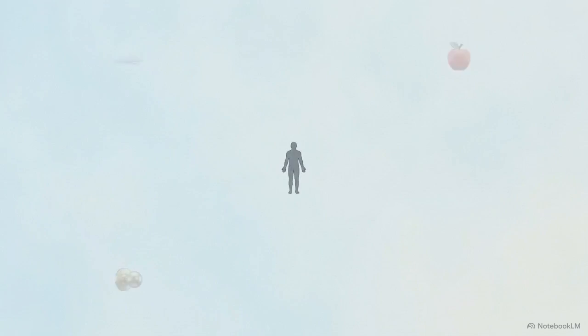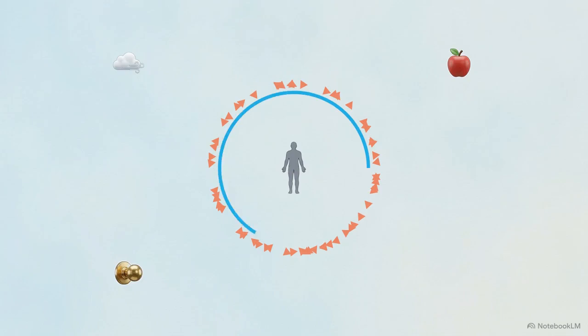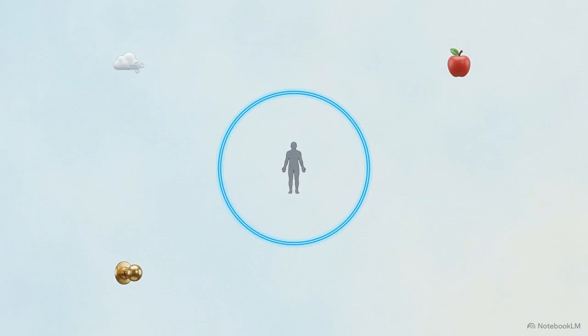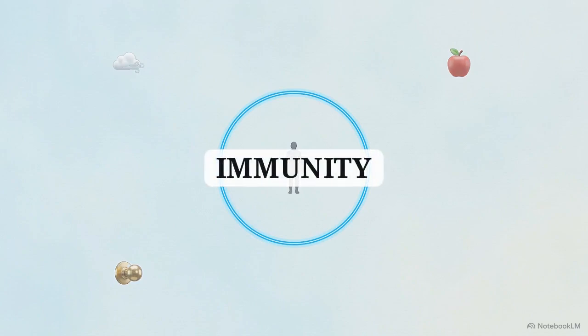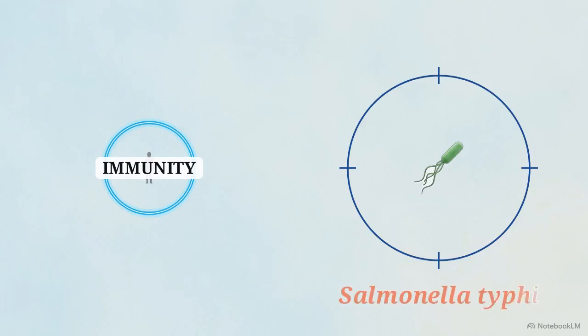Every day, we encounter millions of infectious agents through the air, our food, and the surfaces we touch. Yet we rarely fall ill. This happens because the host body possesses an innate ability to fight off most disease-causing organisms, an overall defense mechanism we call immunity. To see how this system works, let's track a specific pathogen trying to invade the body, Salmonella typhi, the bacterium responsible for typhoid fever.